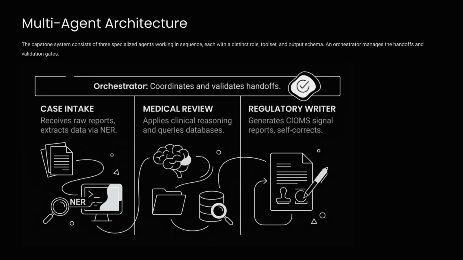The multi-agent architecture will involve 3 specialized agents working in sequence: a pharmacovigilance specialist, a medical reviewer, and a regulatory writer. An orchestrator will manage the handoffs and critical validation gates between each agent.